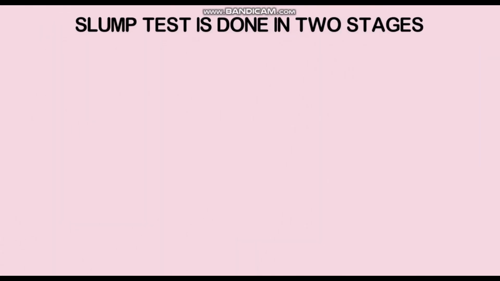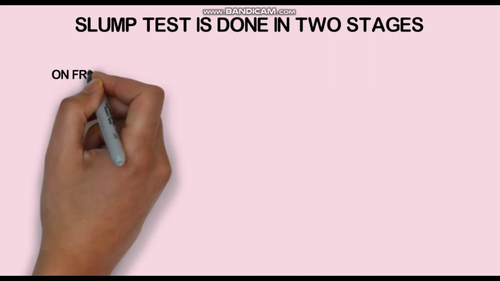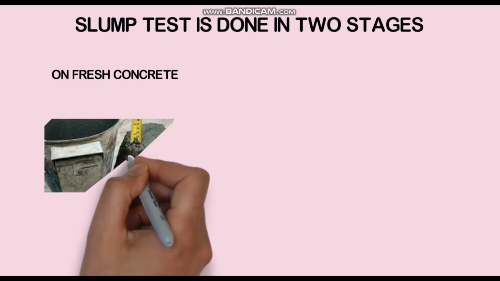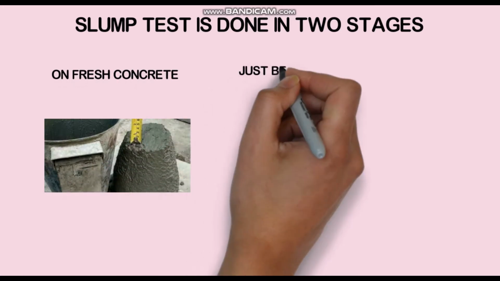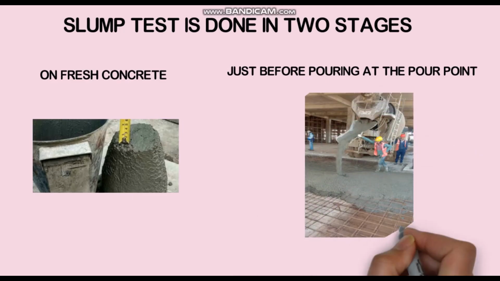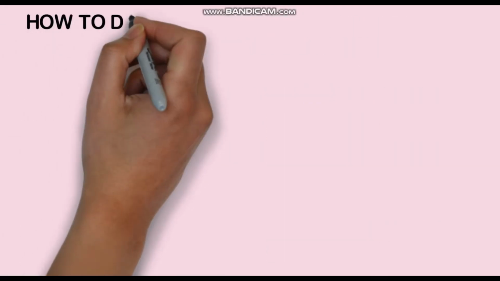The slump test is done in two stages. That is on fresh concrete immediately after production, and another one is just before pouring at the pour point. How to do a slump test?